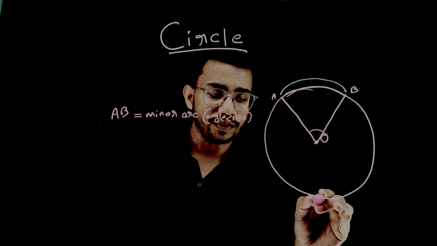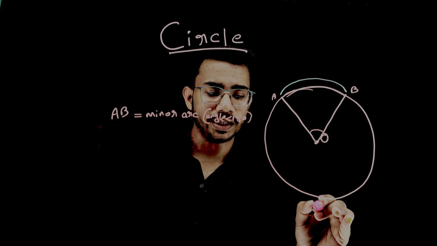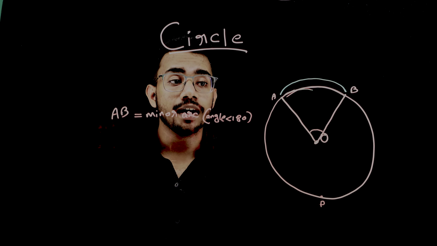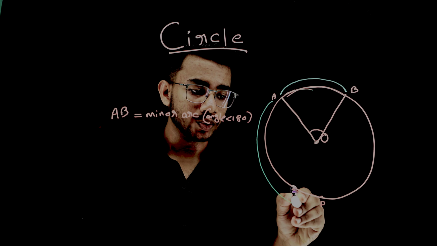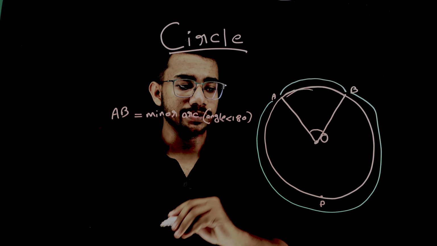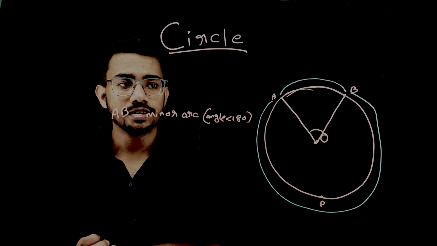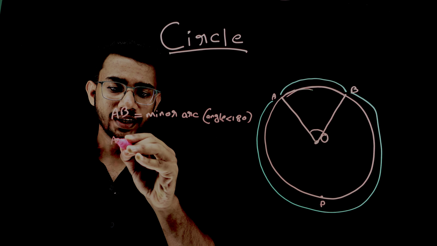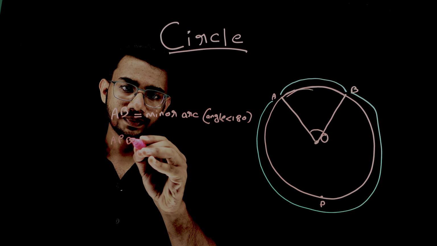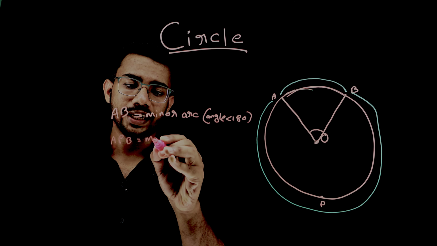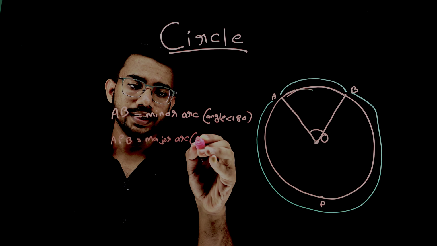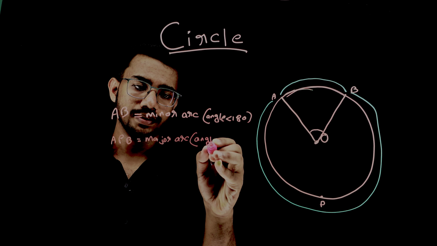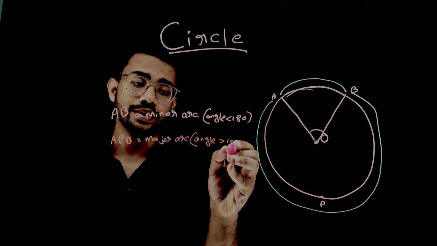And let's say I'm having one more point here, let's say it as P, and the arc that is connecting from A through P to B. So I'm having the arc APB, and that is my major arc. And in that case, the angle is greater than 180 degrees.